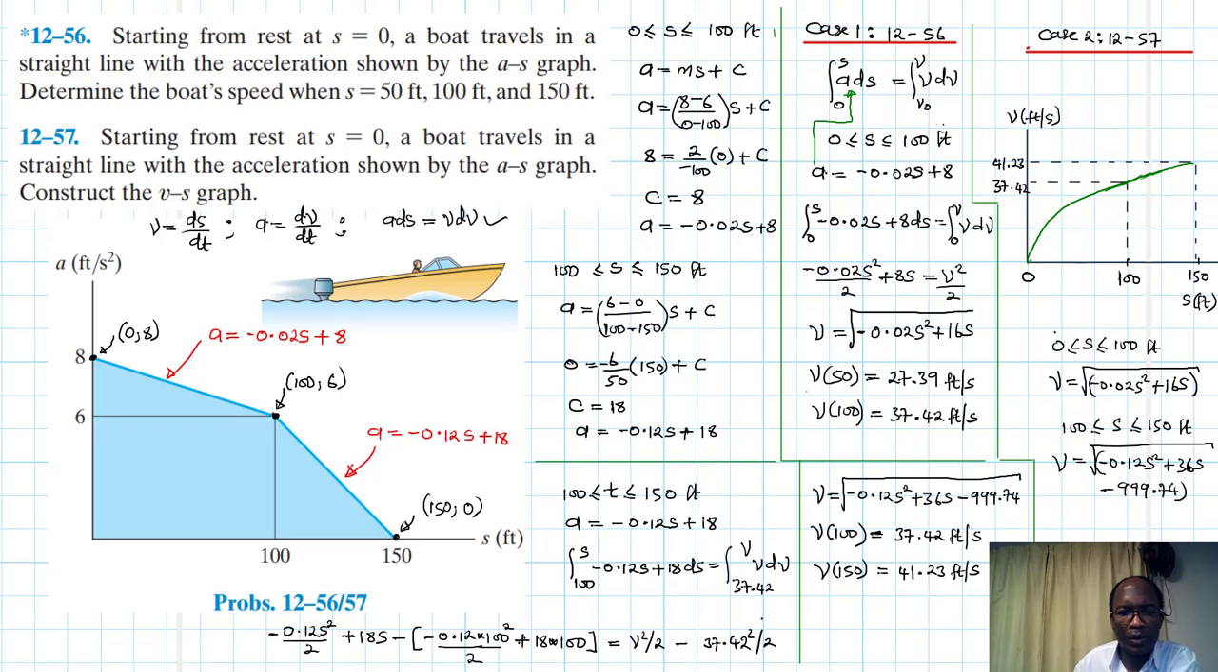Okay, I guess we are done. So we have found the speeds at 50, 100, and 150, and then what else? We also had to draw the velocity position graph.